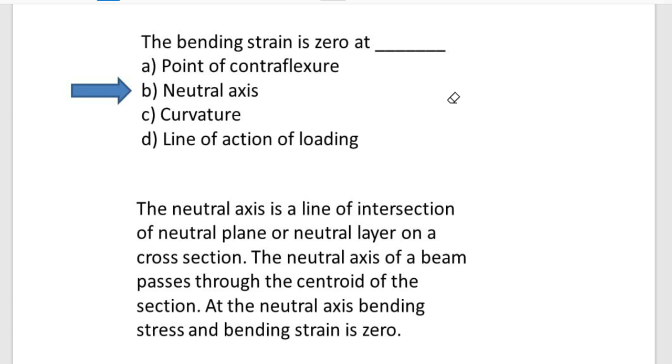Formulas or beam bending theory, there you will see that generally strain varies linearly, and at the neutral axis the strain is 0. The neutral axis is basically a line of intersection of the neutral plane or neutral layer on a cross section. The neutral axis of the beam passes through the centroid of the section. At the neutral axis both bending stress and bending strain are 0. So the answer to the bending stress question is the neutral axis.